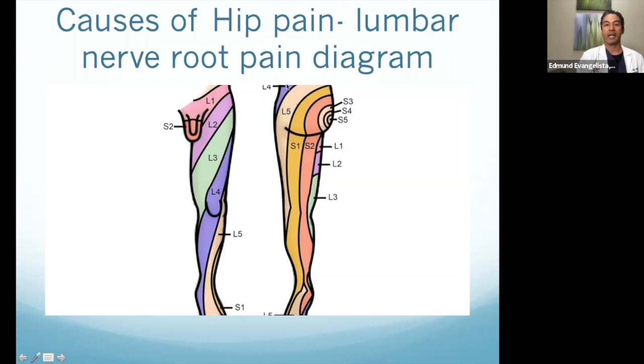If you have a pinched L4 nerve root, it can cause pain into the outer hip, down to the front of the knee and inner lower leg. And then an L5 or S1 pinched nerve can cause pain into the back of the hip or buttock area and down the back of the leg.